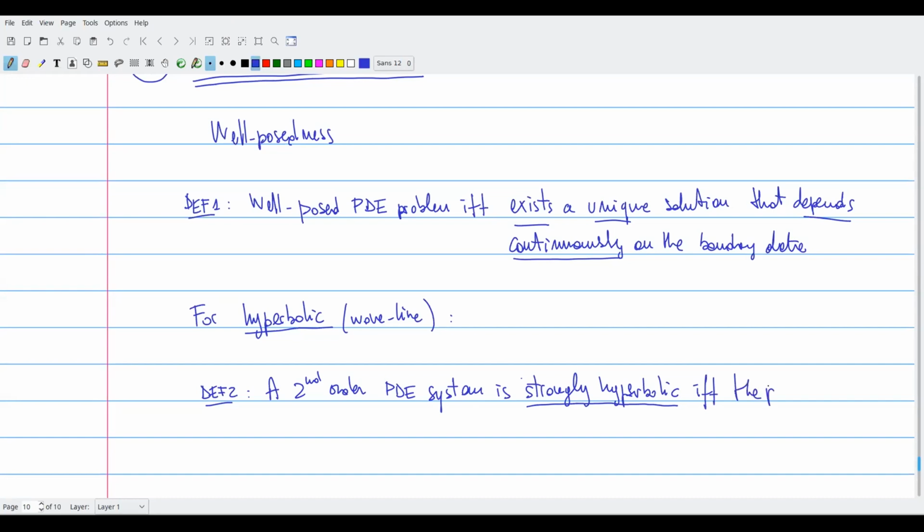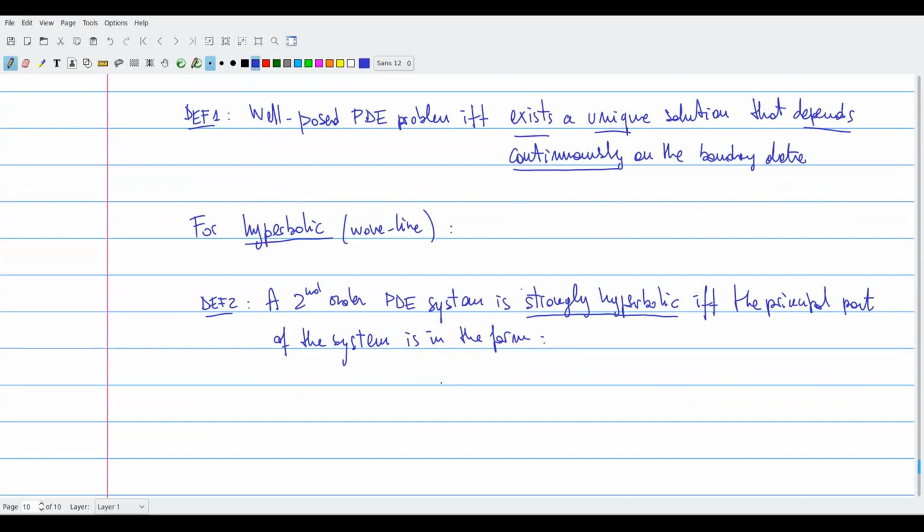If the principal part of the system is in the form of wave equation, so box U, as any state vector, in principal part has to be equal to 0. And there's a theorem that says that this property of strong hyperbolicity implies well-posedness of the Cauchy problem.